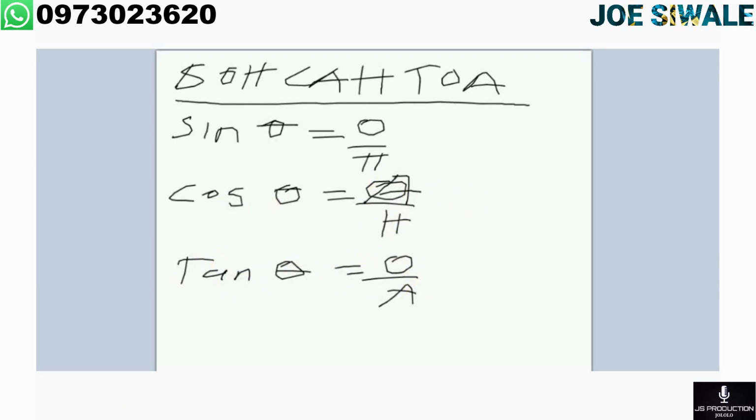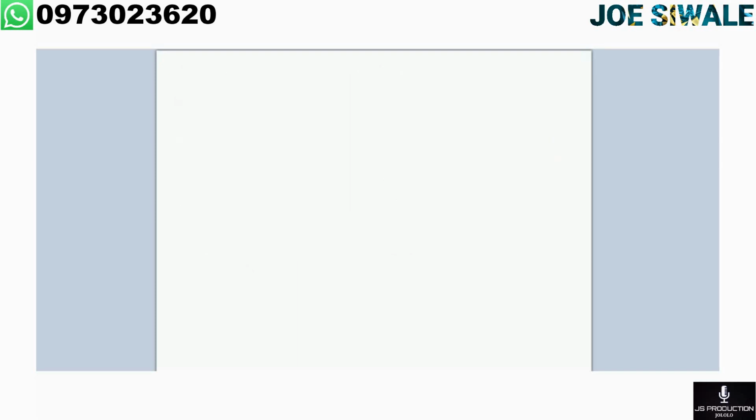So these are the formulas that you use when calculating the angles or the sides of the right angled triangles. Let us now look at some calculations, and in these two calculations that I'm going to give you, we are going to calculate the angles.